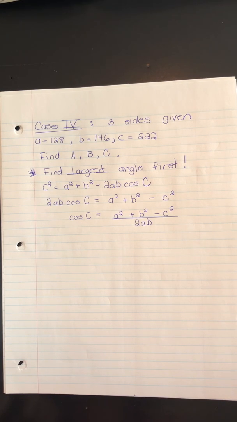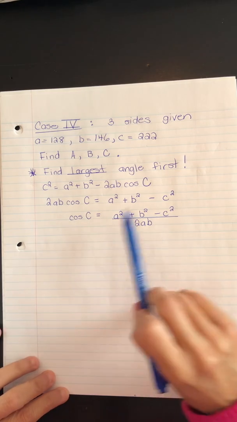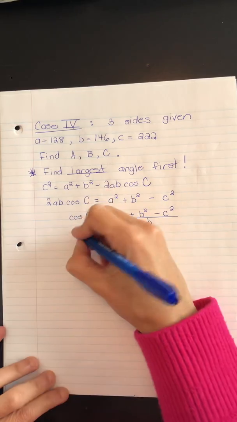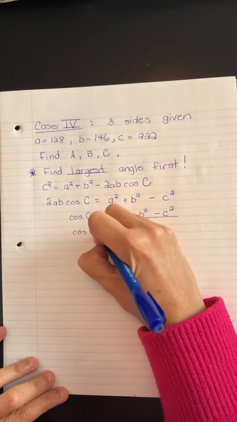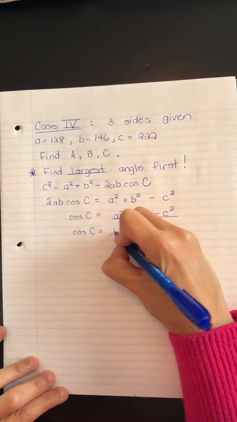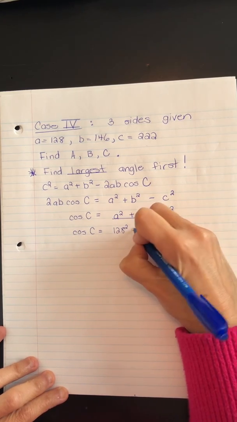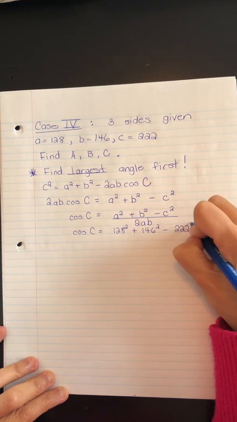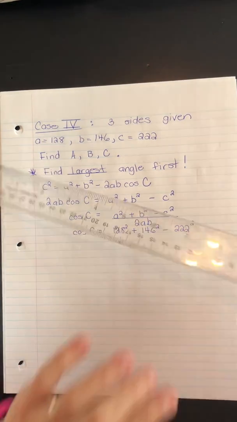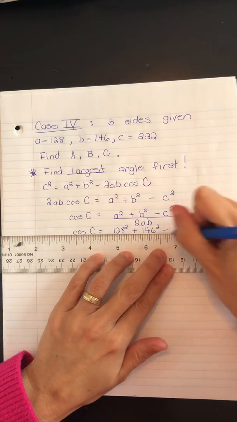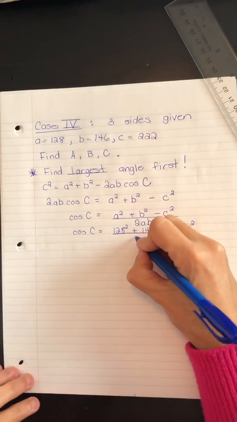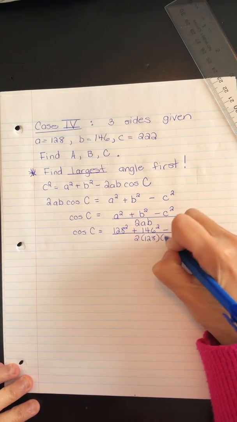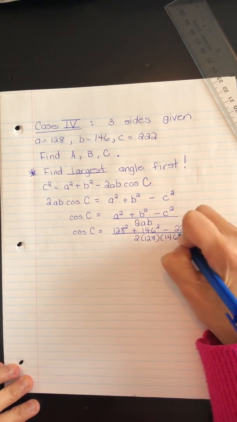All right, so now we're gonna get started. We're gonna plug in our side lengths here. So we're going to do 128 squared plus 146 squared minus 222 squared. We have to push equals and then divide that by 2 times 128 times 146. Okay.